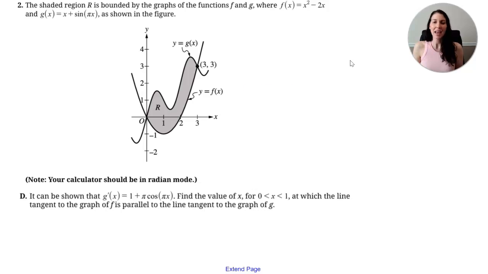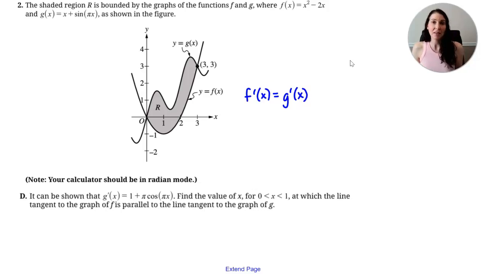We are essentially being asked, where is f prime of x, which is the slope of the line tangent to the graph of f, parallel to the line tangent to the graph of g, or g prime of x. So you have to read that and kind of interpret that that's what you're looking for in this problem.